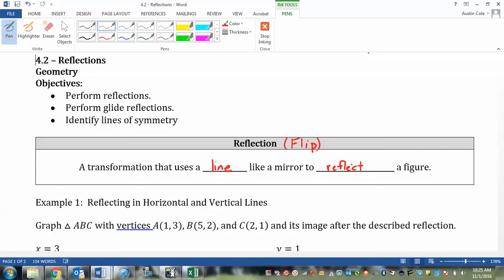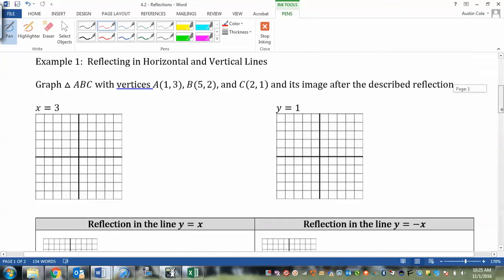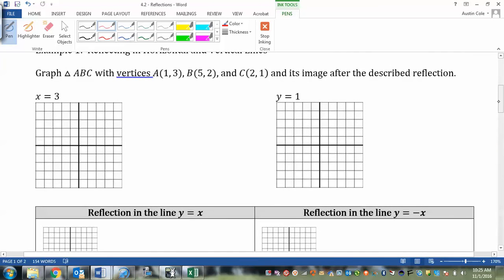Okay, so we go down to example 1 here. It says graph triangle ABC with vertices that are given. So A is the point 1, 3. B is the point 5, 2. And C is the point 2, 1.